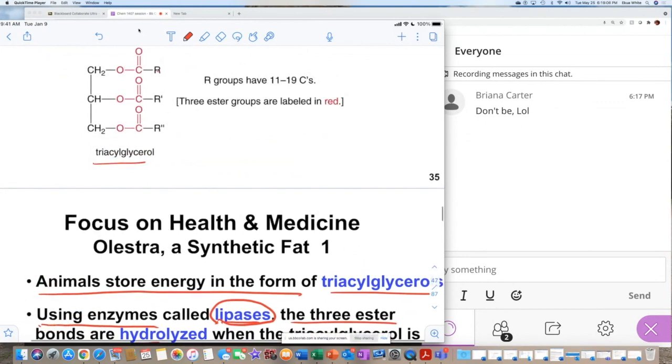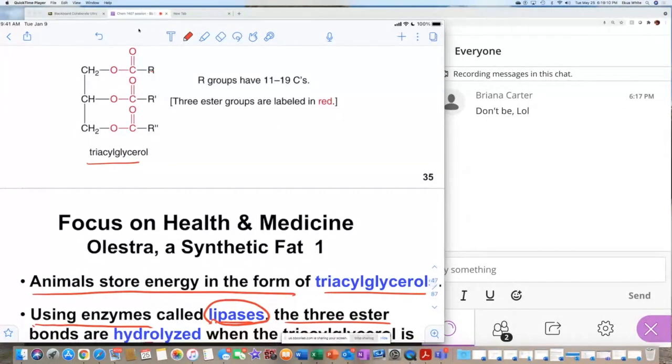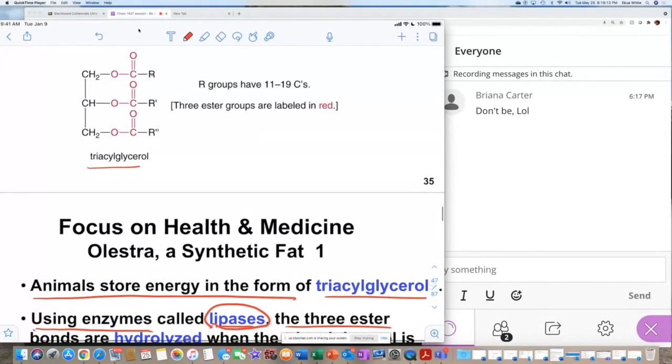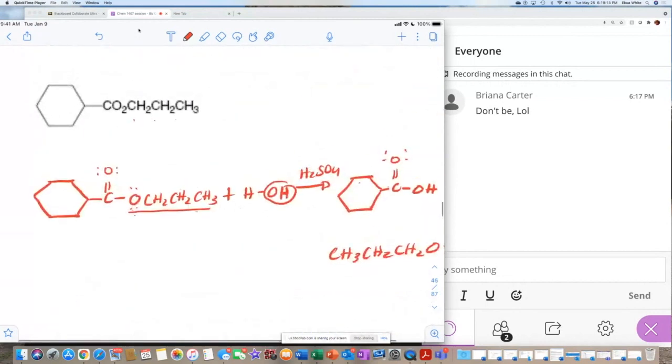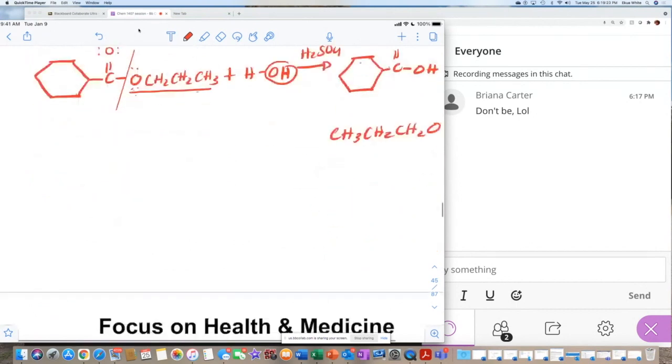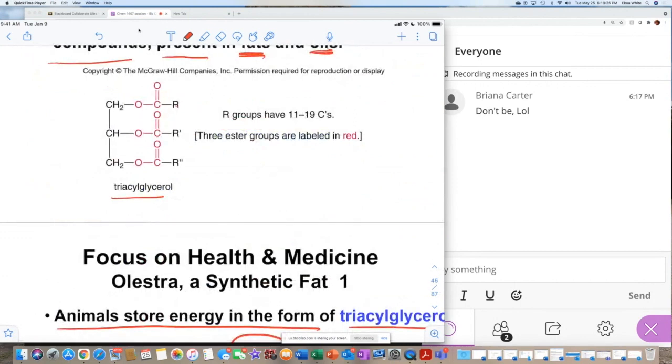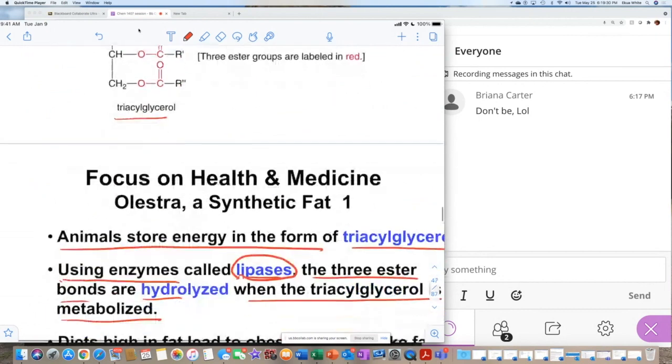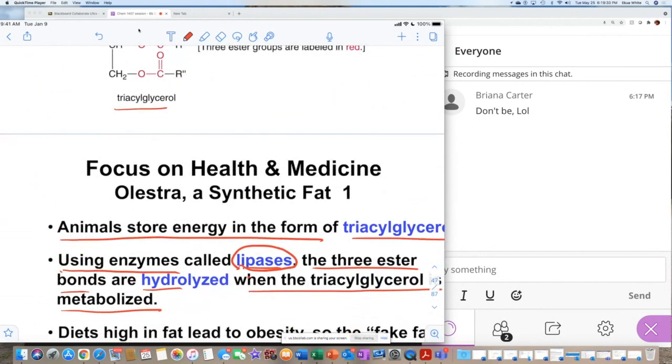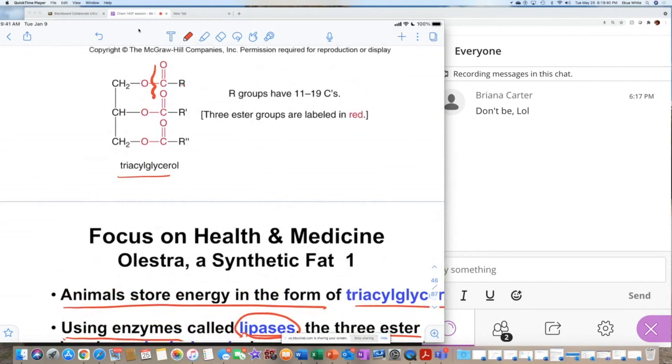So the breakdown, as we saw before, was between the carbonyl carbon and the oxygen. Let me go back here real quick to show y'all. When we were breaking this down, we were breaking the bond right here, right? So it's between the carbonyl carbon and the oxygen. Now we are applying it to the body. It breaks down right here. So our lipase molecule is now doing the role of the water and the sulfuric acid, right? Because it's now happening in our body. And it's happening 3 times. It breaks down there, breaks down here, breaks down here.